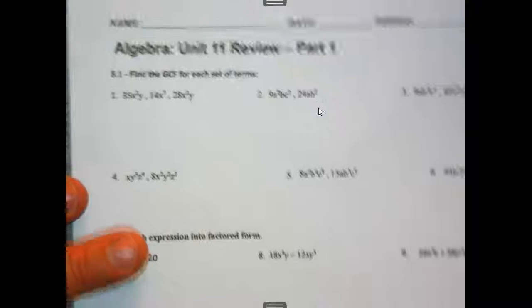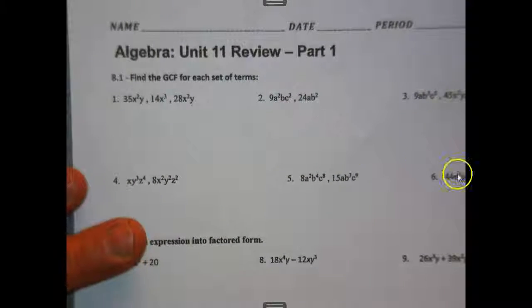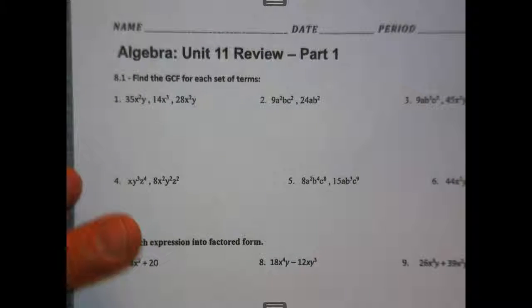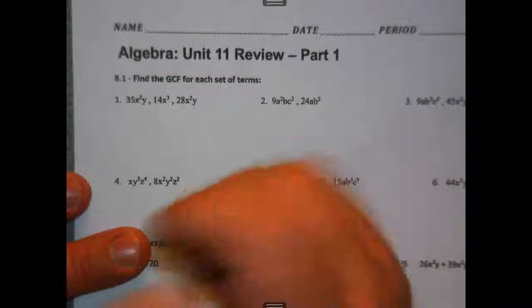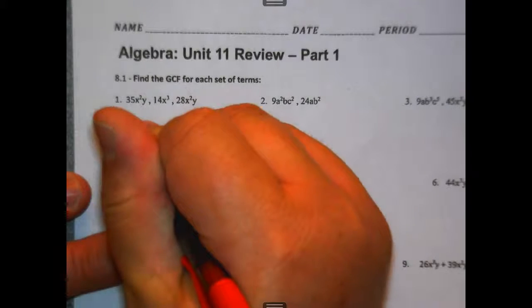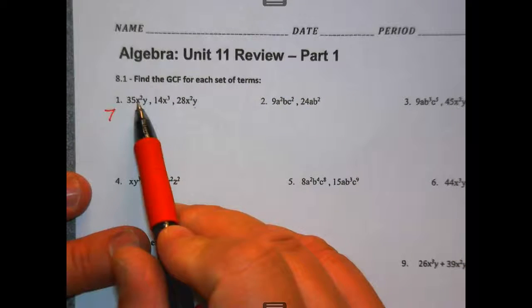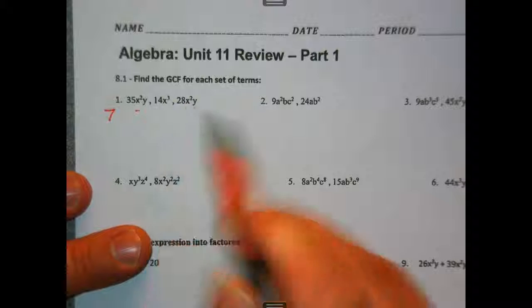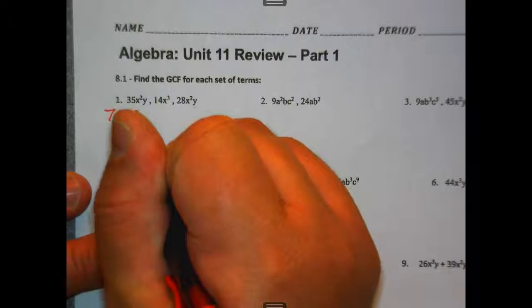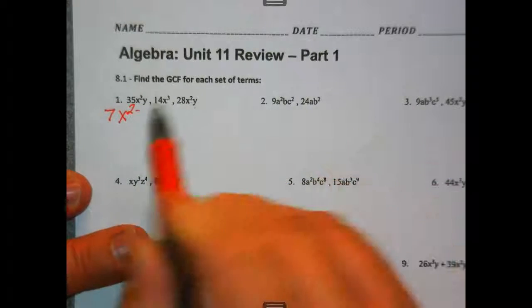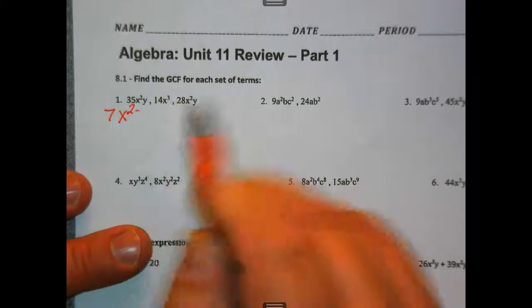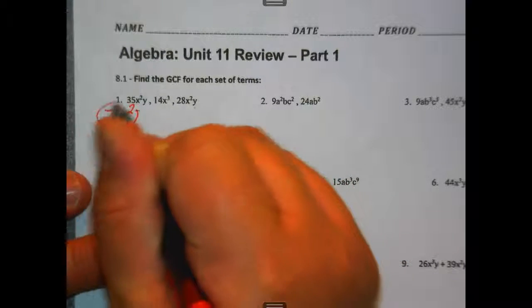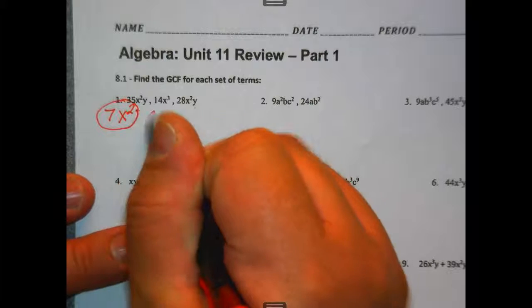All right. Take out the greatest common factor of 35, 14, and 28. See, I can take out a 7. This one has 2 x's, 3 x's, 2 x's, so I can take out 2 x's. This has a y, no y, so that's it. This is my greatest common factor.